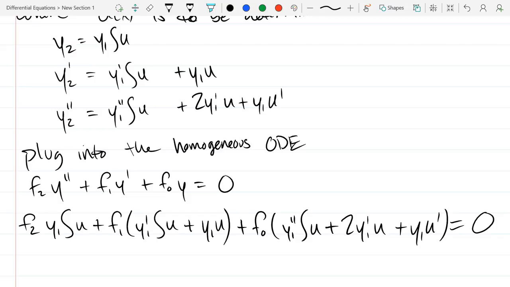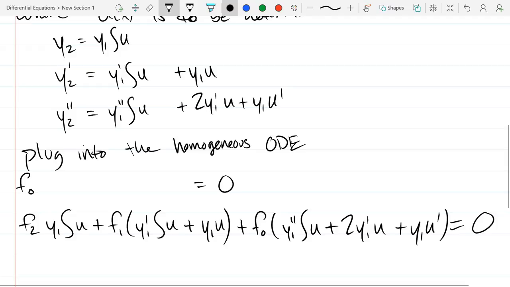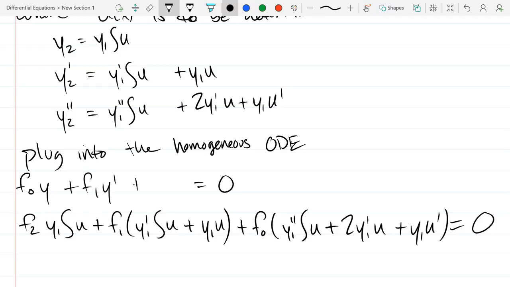Oh, can I just reverse the order of the F subscripts? Yes. All right. And let's write the ODE in the order that we're going to rewrite it down here. So we got F0y plus F1y prime plus F2y double prime. That should fix our problems with the least amount of erasing.